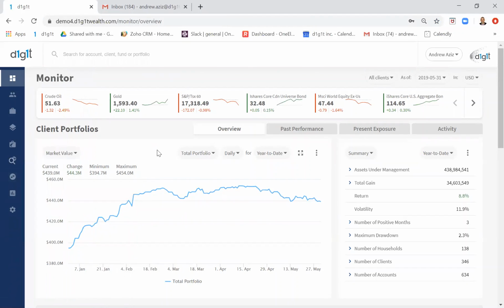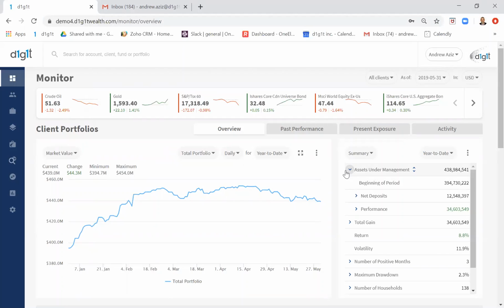So first of all, we'll take a high-level view of the business as of May 31st, 2019. We see in the panel to the right that we currently have assets under management of close to $440 million. This has grown year to date by an increase in deposits of $12.5 million and a performance of $34.6 million, which is broken down into income, capital gains, net of fees, for an overall return of 8.8%.